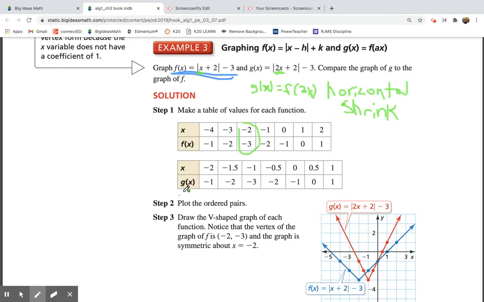So then they made a table for g of x and they plugged in, if you notice, like 0.5, 1.5. I hardly ever do that, and I probably wouldn't have.